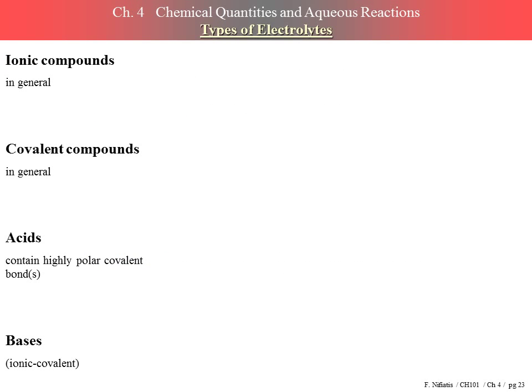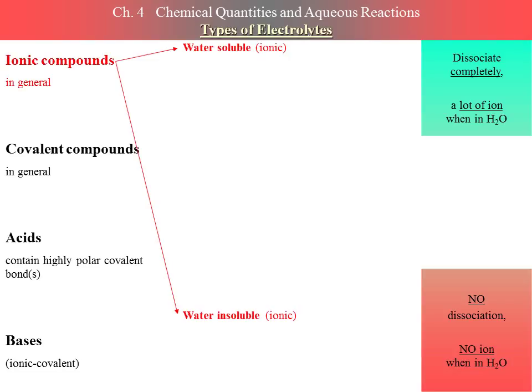Let's try to put together all the information we have discussed so far. We have ionic compounds, we have covalent compounds, and then we separate out acids and bases. Acids are all covalent compounds, bases may be ionic or covalent. Let's start with the ionic compounds. The ionic compounds may be water soluble or water insoluble, and we know where to look for that in the solubility table, which applies only to ionic compounds.